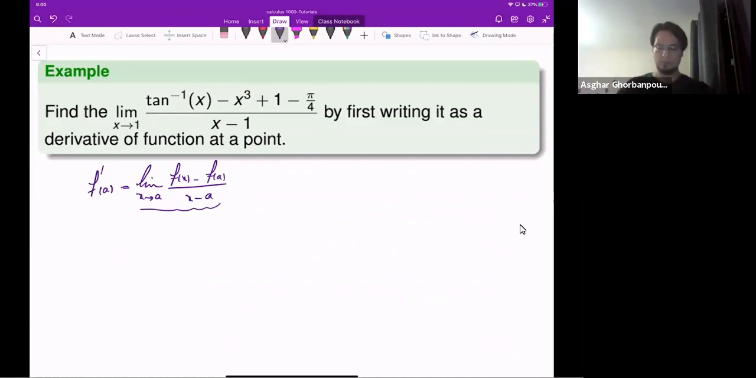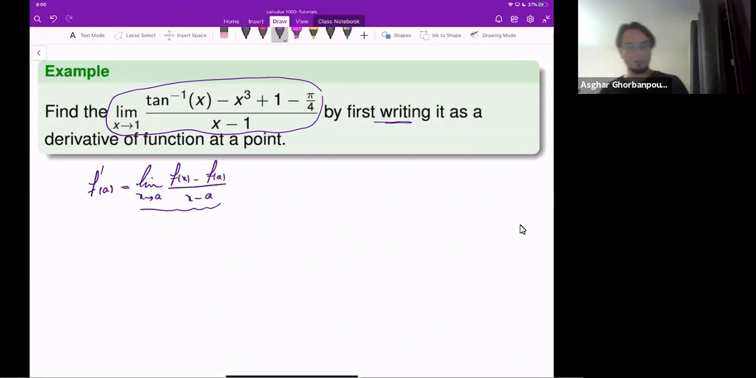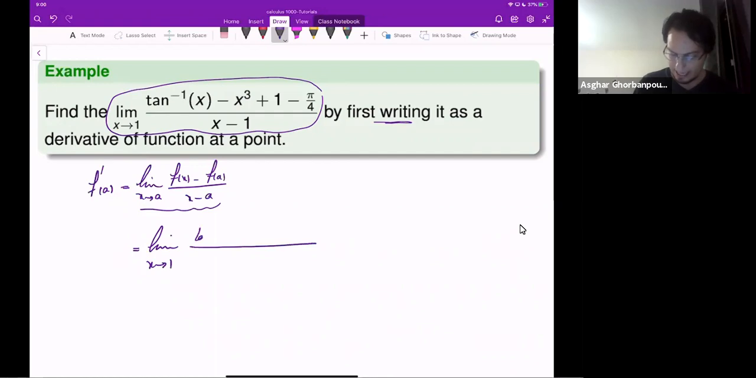We have a limit. When I look at this limit, it is a crazy limit. I don't know how to evaluate that limit. But the hint is here. It says that you can write this limit as the limit that defines the derivative of a function. Okay, let me see. I want to write the limit of x going to 1, tan inverse x minus x cubed plus 1 minus pi over 4, over x minus 1.